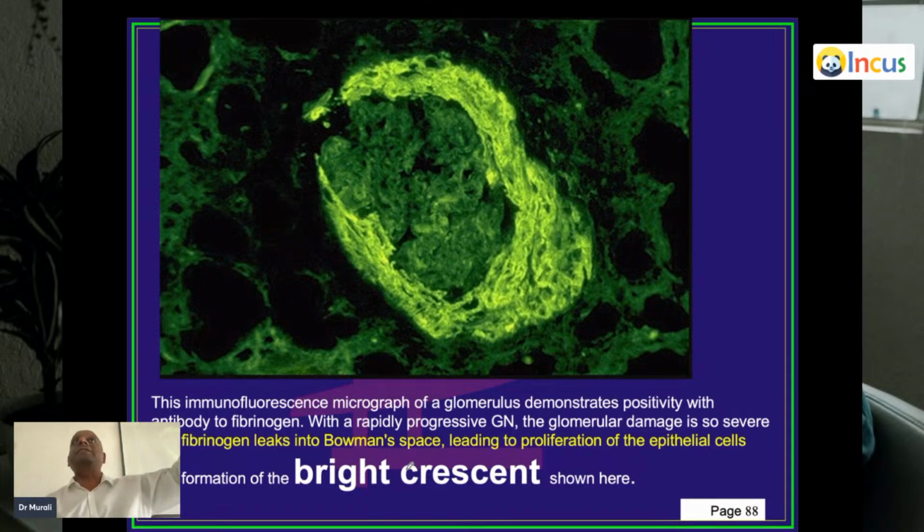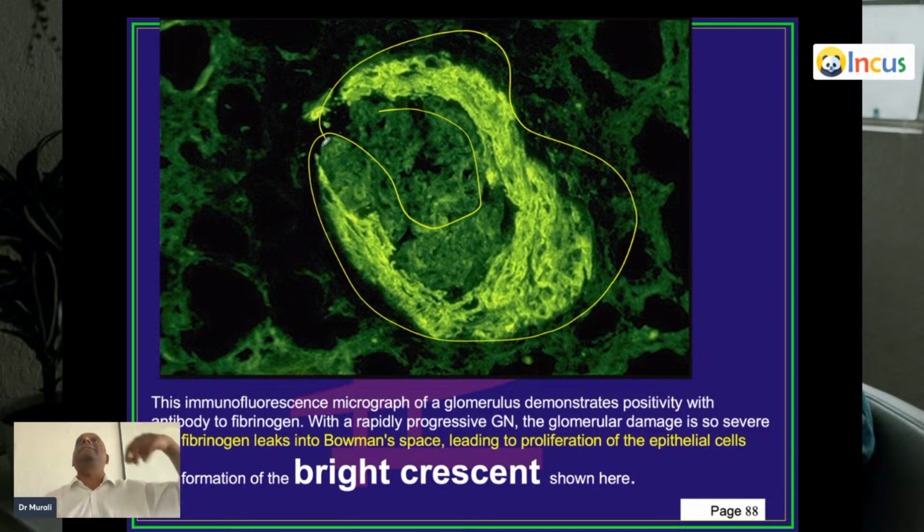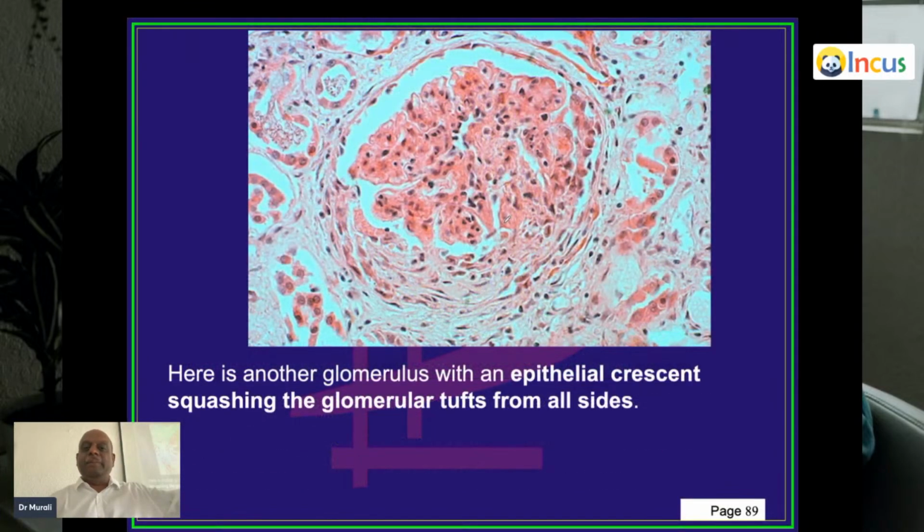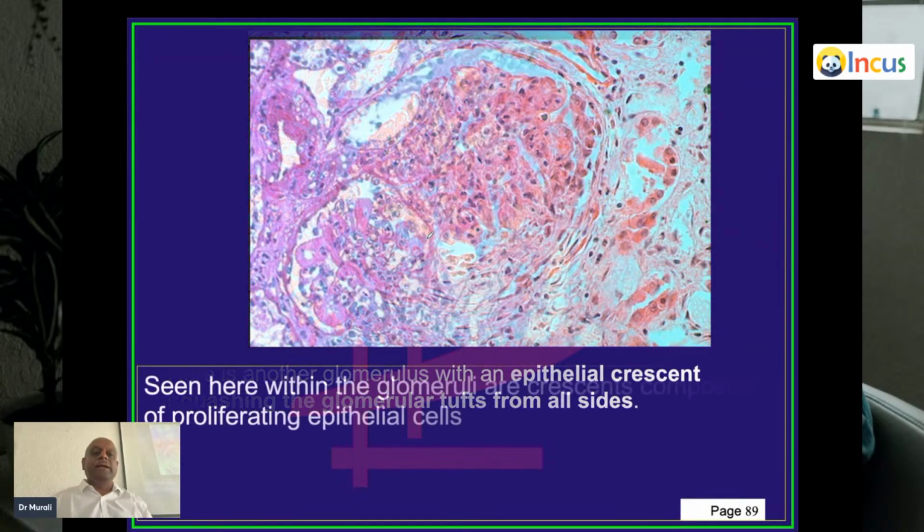So what is this, doctor? This is the crescent. इसमें fibrin है, macrophages है, monocytes है, proliferating parietal epithelial cells भी हैं. This is another example of what? Crescent. Okay? Is another example.